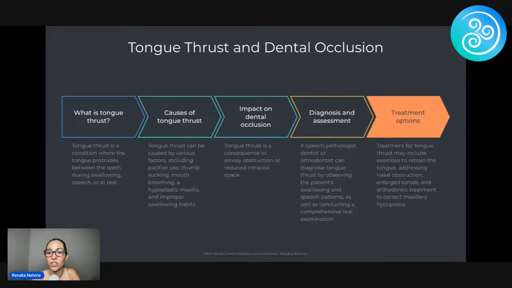So a speech pathologist, a dentist, or an orthodontist can diagnose a tongue thrust by observing the patient's swallowing and speech patterns, as well as conducting a comprehensive oral examination. Treatment for tongue thrust may include exercises to retrain the tongue. However, you have to address nasal obstruction first, enlarged tonsils, and orthodontic treatment to correct maxillary hypoplasia, which means the upper jaw a little bit too small.